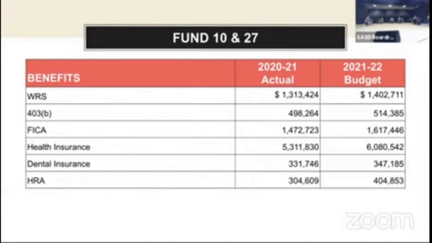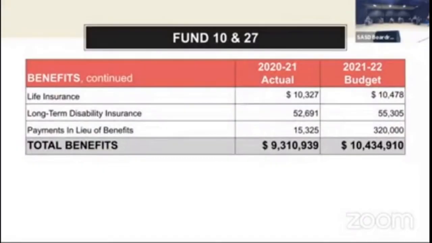FICA is the taxes. Health insurance had a large increase this year. And then we have dental insurance and our HRA. And next slide, please. And then some other life insurance, long-term disability insurance, and some payments in lieu of benefits. And so together, our benefits increased about $1 million.